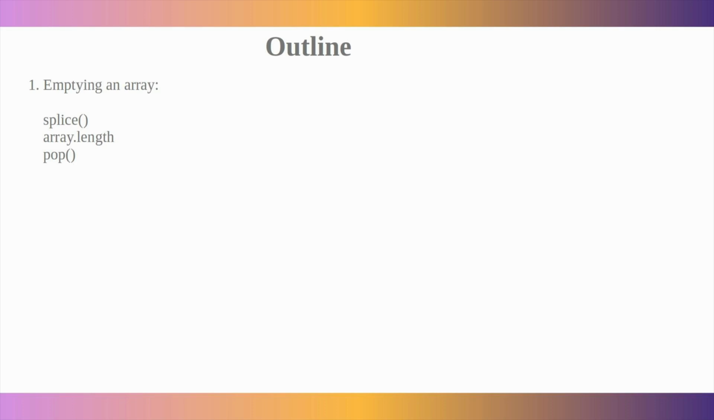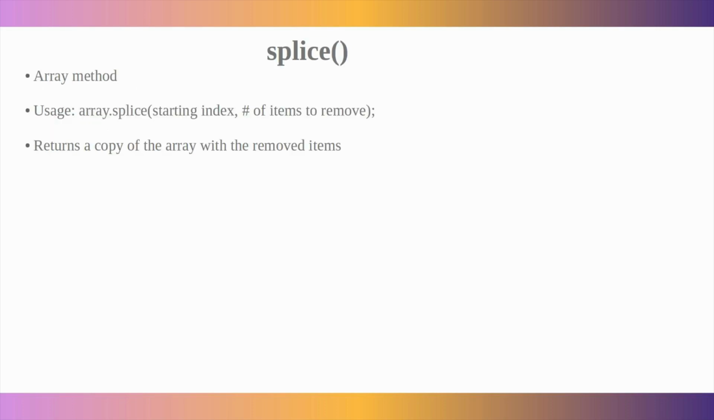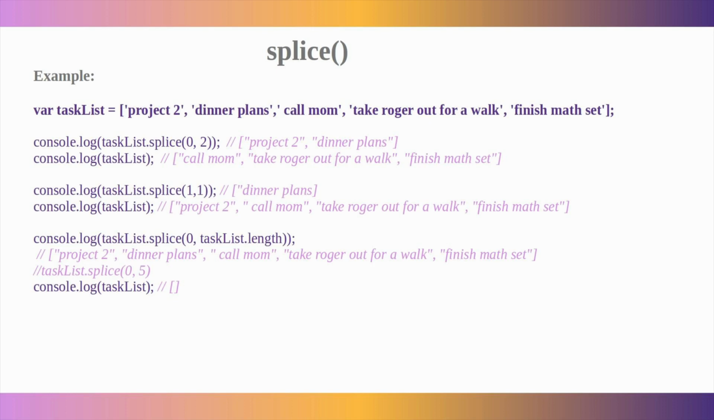And now we'll discuss these three ways of emptying an array, starting off with splice. The splice method takes two arguments within brackets. Firstly, the starting position you want to splice the array from, that is the index start, and secondly, the number of items you want to remove. The splice method will splice from the index start till the number of items to remove and return the removed array. Okay, let's have a look at our examples here.